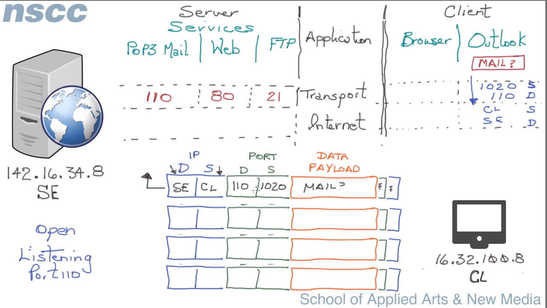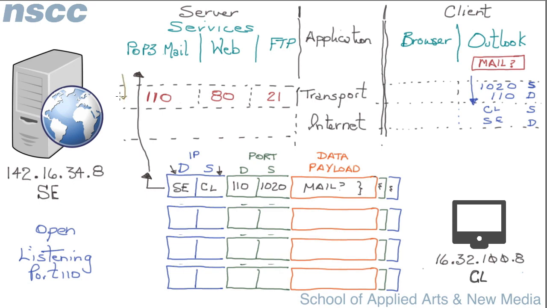Now, this is destined for port 110, and so this packet will be directed up to the application layer to the POP3 mail server. The transport layer will also, as it's passing it on, strip off this information and pass along this question, this data payload. The POP3 mail server is going to process that question and send mail back to the client.